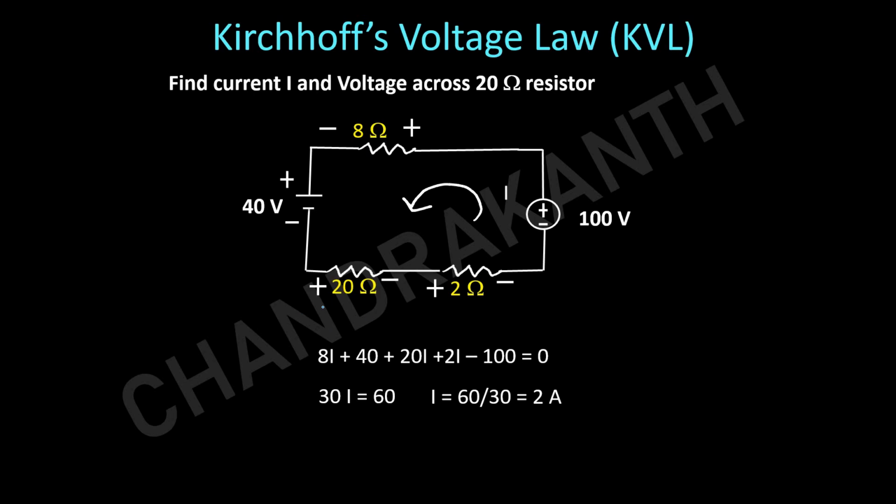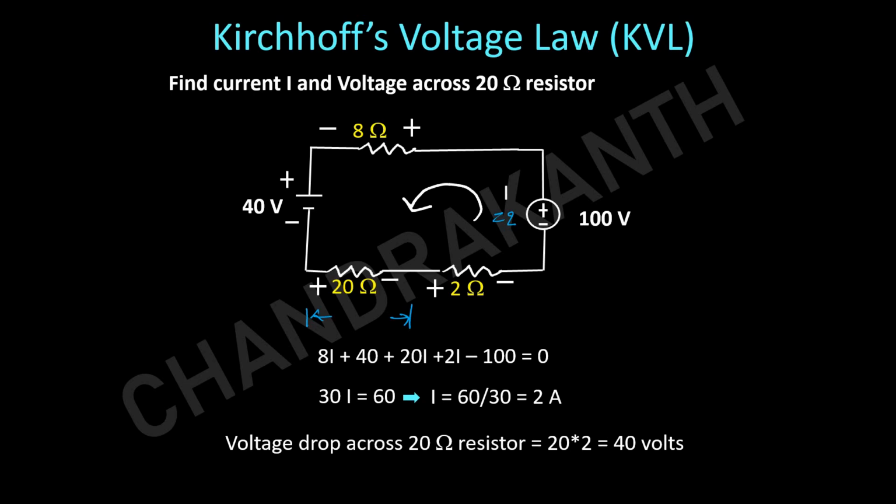And they are asking you to find out the voltage across the 20. So voltage across 20 will become 20 times the current. This current we got as 2 amperes. So now the voltage across this will be 2 ampere into 20, that is 40 volt. So this is how we need to apply the KVL to any given circuit.